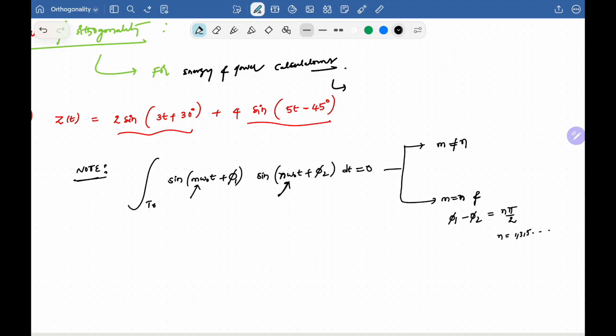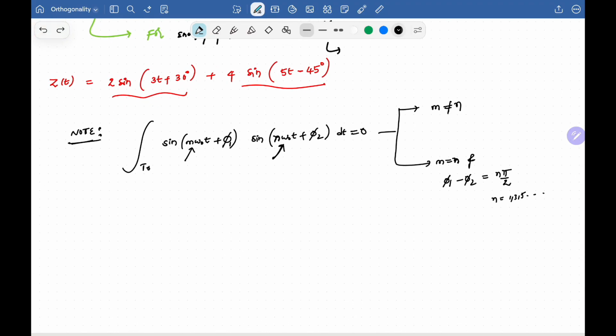So the first condition to be met for orthogonality is that the frequencies should be unequal. If the frequencies are equal, then you have to go for phase. The difference of that phase should be equal to n pi by 2, where n is an odd integer.